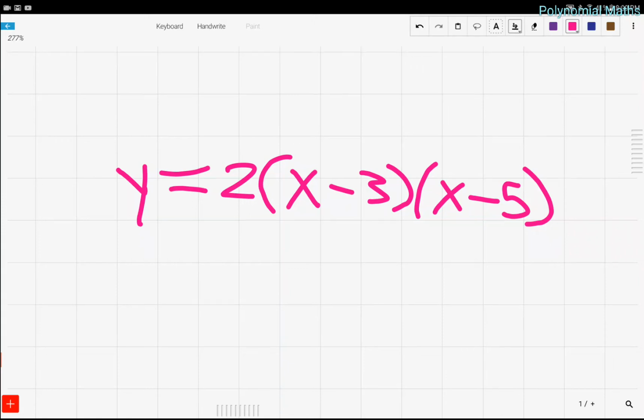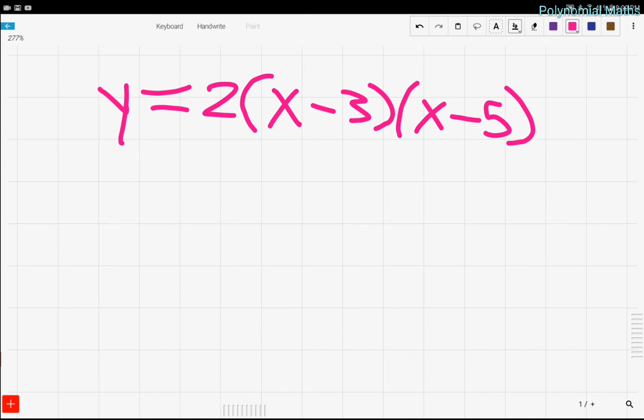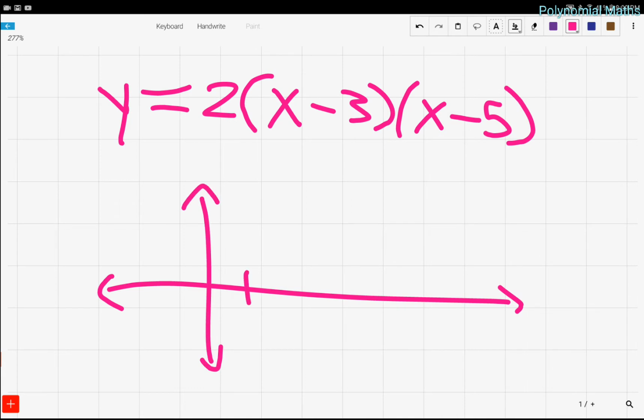Everybody, and in this video I'm going to show you how to graph a quadratic by its factored form. So right here we have a quadratic that's factored completely, and we can see that it has roots 3 and 5 because those are the values that make y 0. So if we want to graph this, we see that 3, for example, this is 1, 2, 3, 4, 5. So at (3, 0), this is one of the points of the quadratic, and (5, 0) is another point of the quadratic.